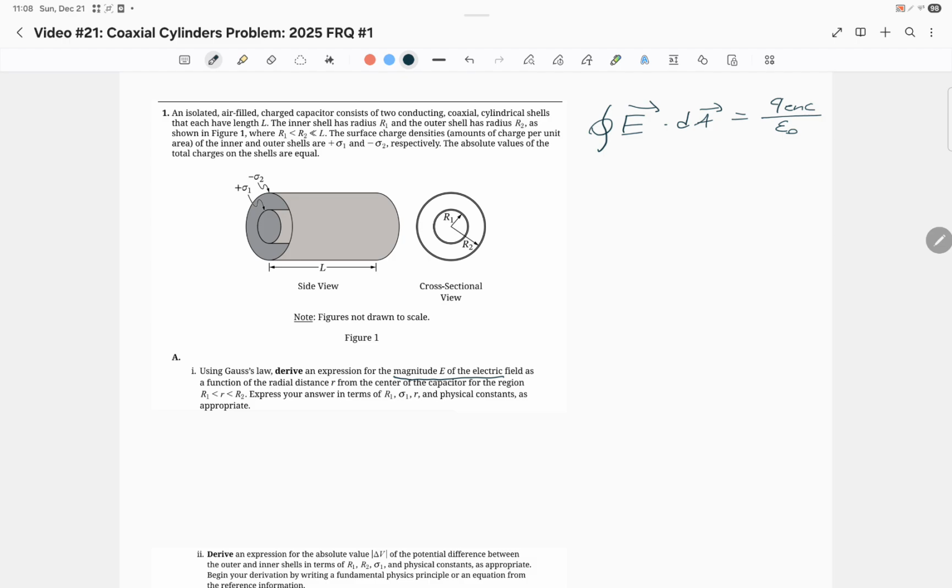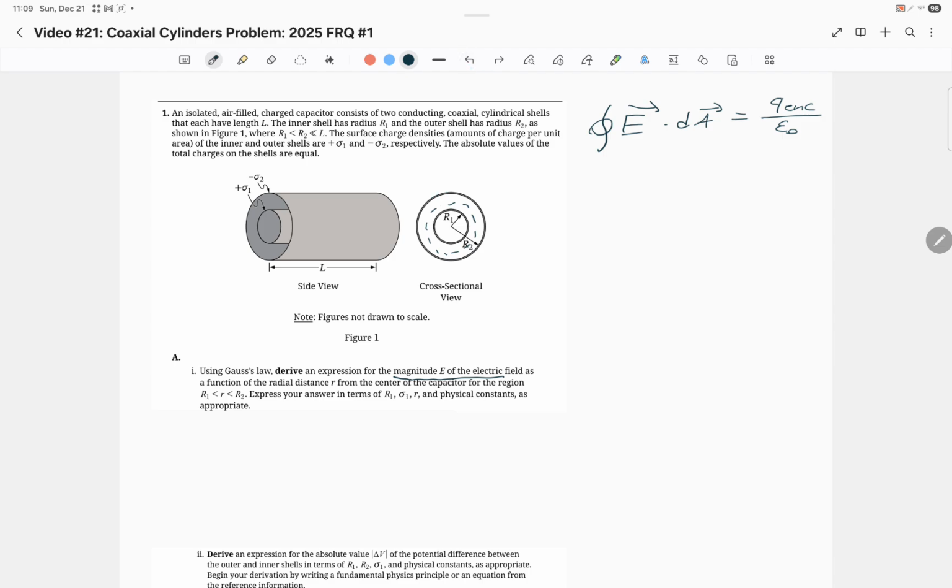When we choose our Gaussian surface here, I think it's quite an easy choice. If we look at our cross-sectional view, we're going to choose another coaxial cylinder sandwiched in between those other two, with the same length as well. That allows the electric field to be constant at the surface, because each point is the same radial distance away from the inner cylinder. So this is a good one to use.